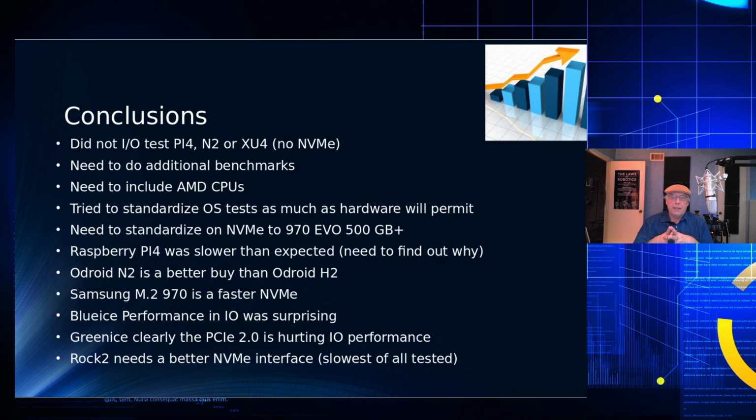The Samsung M.2 970 is faster than the other NVMe drives. Yeah, we know that. Performance in the I/O on Blue Ice was surprising, and the explanation is the difference between the 500 and the 256. The Rock 2 needs a better NVMe interface. I don't think there's any argument there.